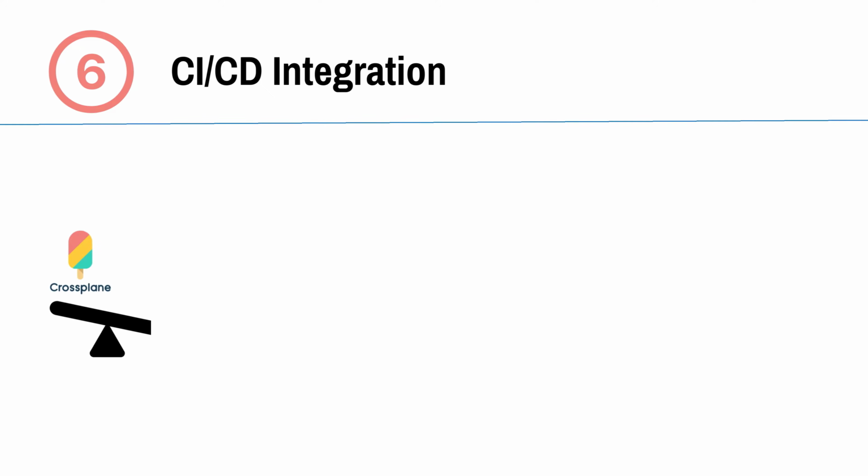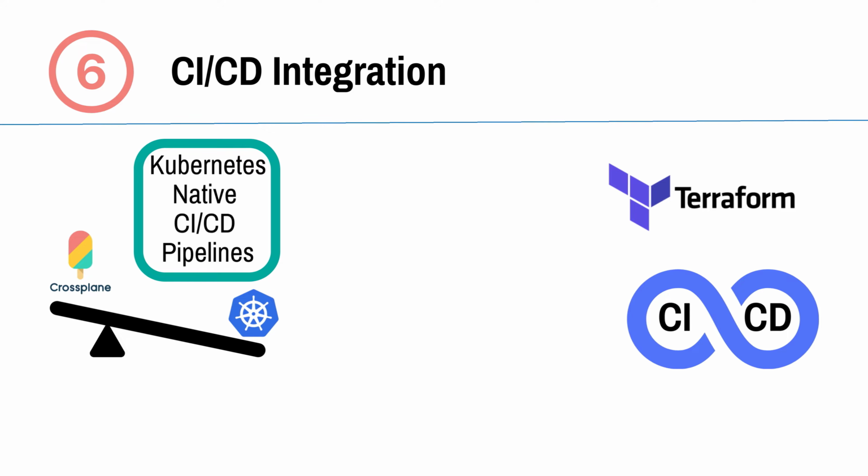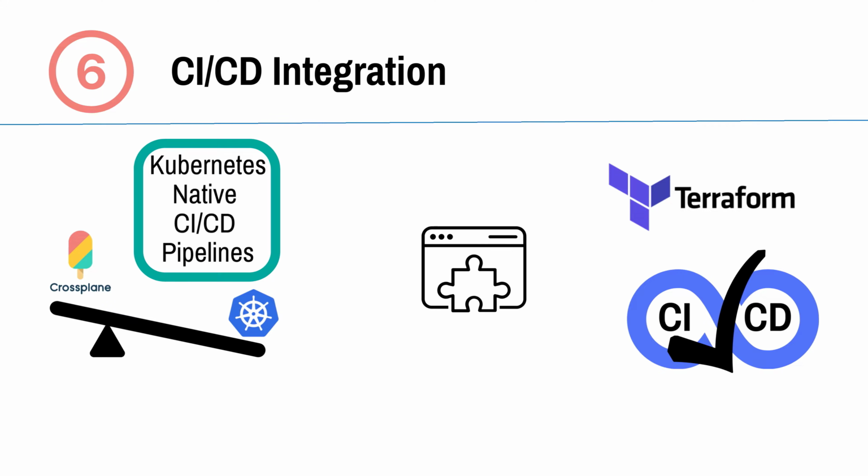The sixth advantage is CI/CD integration. Since Crossplane leverages the Kubernetes API, it fits naturally into Kubernetes native CI/CD pipelines. With Terraform, CI/CD integration is possible, but usually requires third-party plugins or specialized scripts.